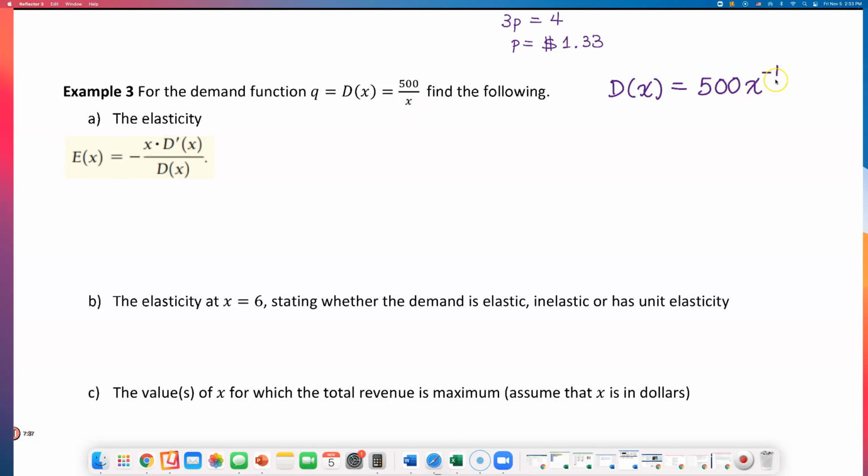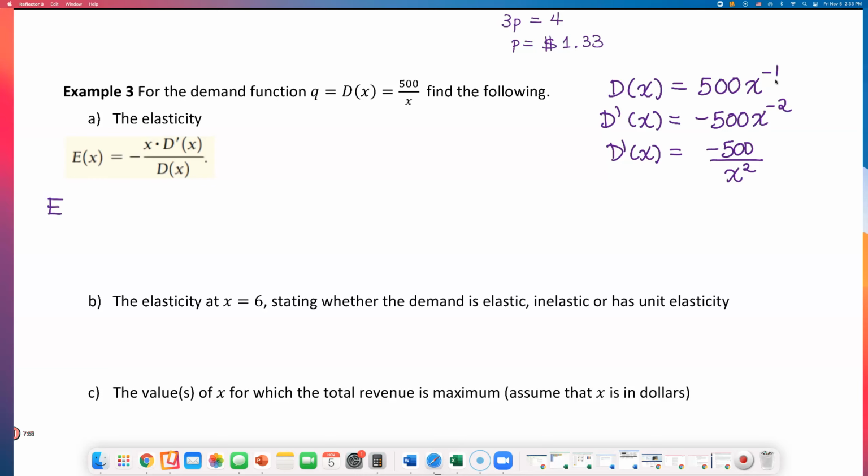So x to the negative first power. Then what is d prime of x? That is negative 500 times x to the negative second power. I can write this back in a fraction format: negative 500 over x to the positive second power. So I have all my pieces. I just need to plug them in.